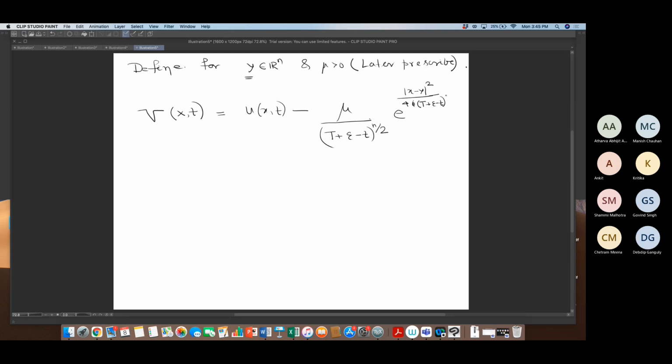I just define a function v(x,t) as u(x,t), where mu is some parameter which will be chosen later, okay? And you fix some y in R^n. Then the exponent is (x minus y) whole square over 4(t plus epsilon minus t). That I have chosen. Is that clear? You can ask me why I have chosen this function. I will tell you why.